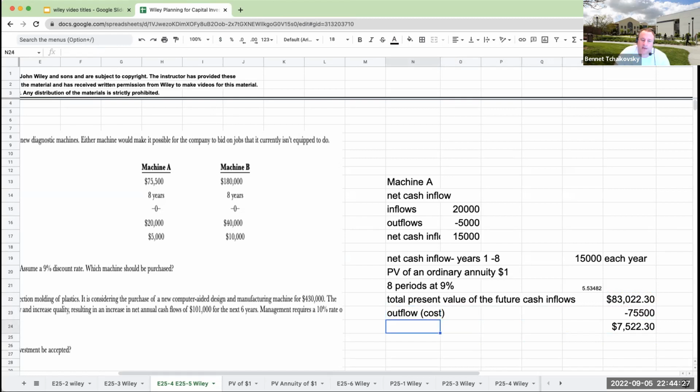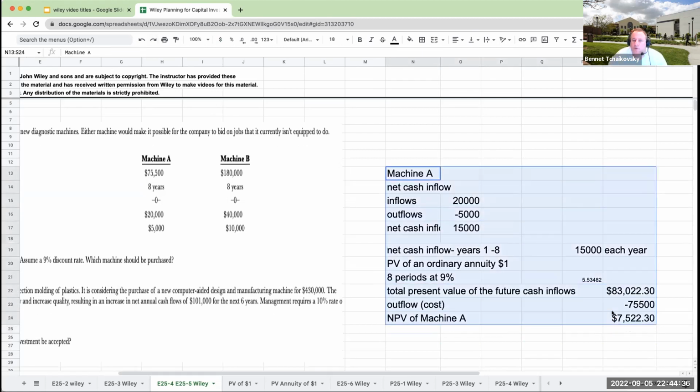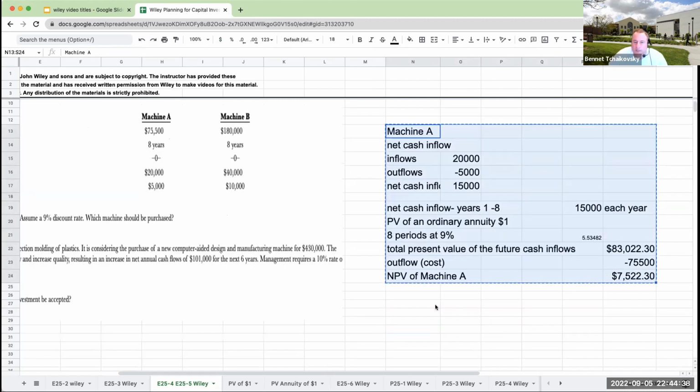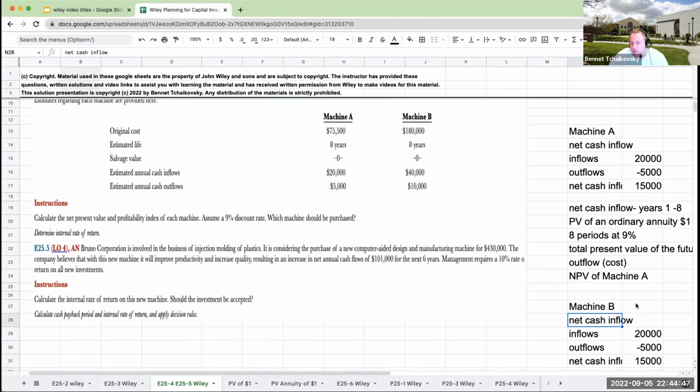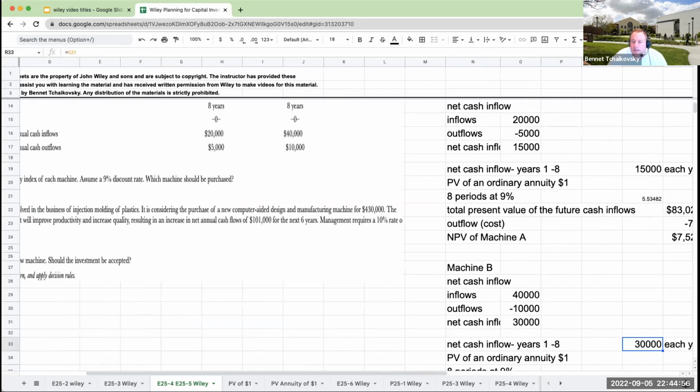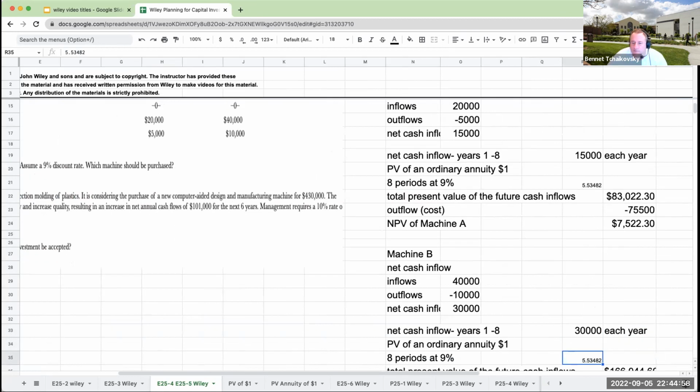So my net present value of machine A is going to be 7,522.30. Let's go ahead and do it for machine B. For machine B, my net cash inflow, in this one I'm getting 40,000. My outflow is 10,000 per year, so I'm going to be making $30,000. So my net cash inflow is going to be 30,000 every year.